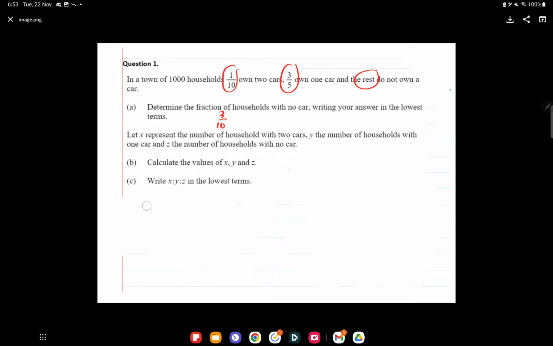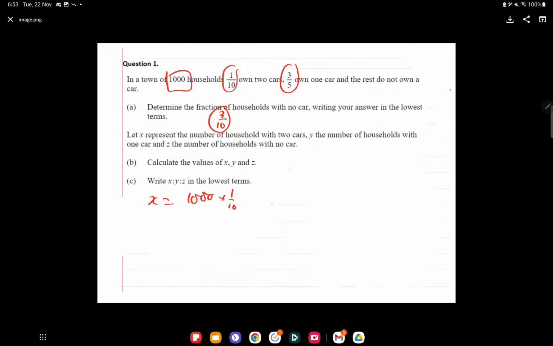Now let's try B and C. X represents the number of households with 2 cars, Y with 1 car, and Z with no car. The values of X, Y, and Z are essentially just the number, right? So if you try and find X, Y, and Z, they're actually asking the number, not the fraction. And this is the fraction of how much? 1,000. So essentially, X would be the fraction with 2 cars, so that's 1,000 times 1 over 10.